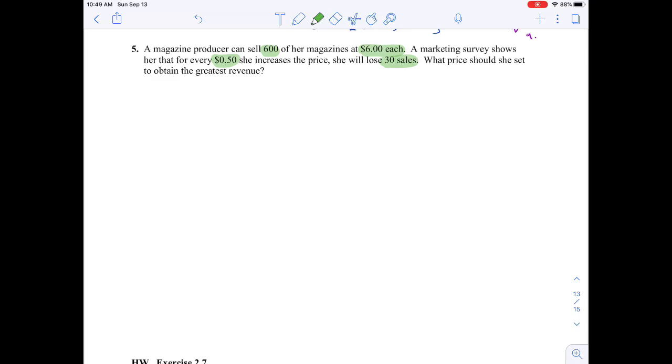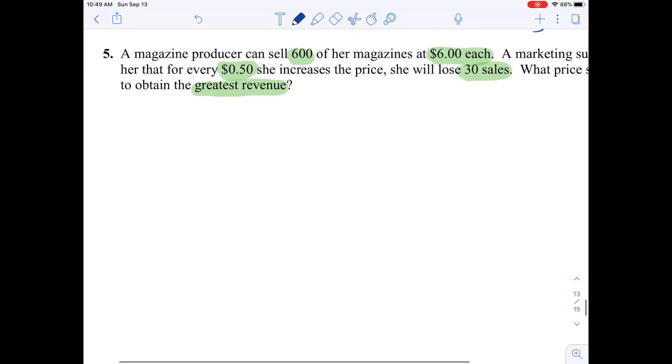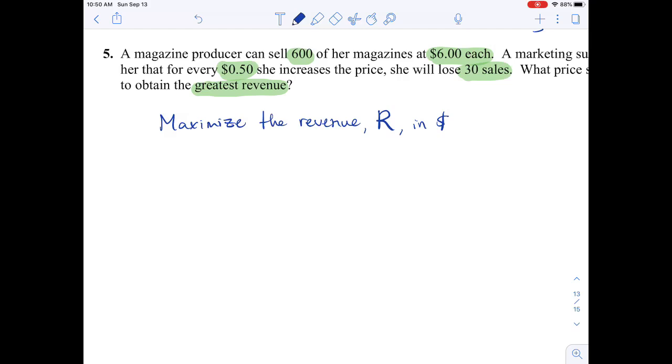So we're trying to find what's the nice, perfect in-between point that will create the greatest possible revenue. In other words, it'll create the greatest amount of money being brought in. So, first of all, let's define some variables here. We are trying to maximize the revenue. So I'm going to use the variable R for that, which will be measured in dollars.